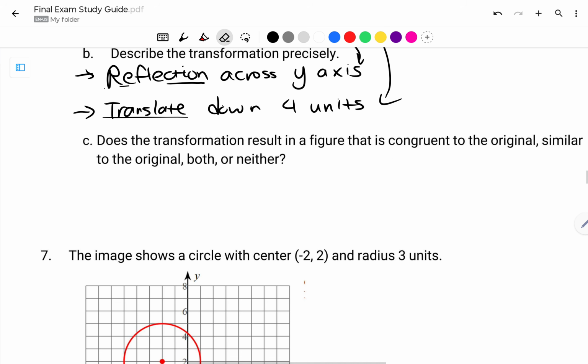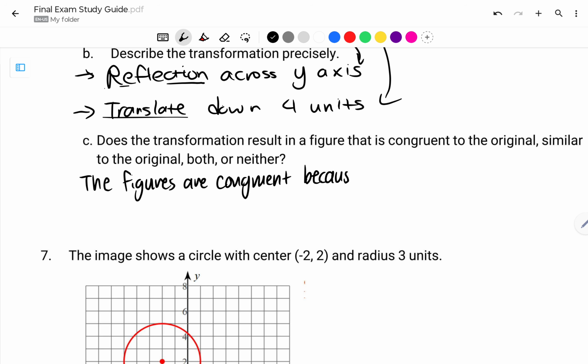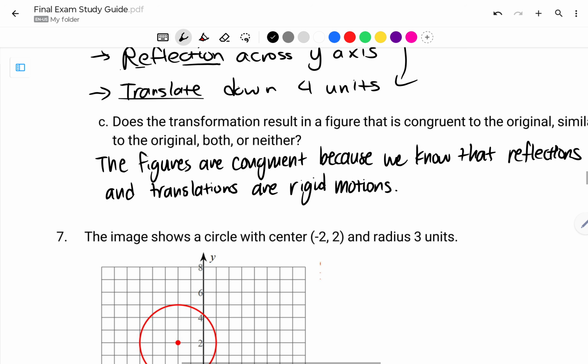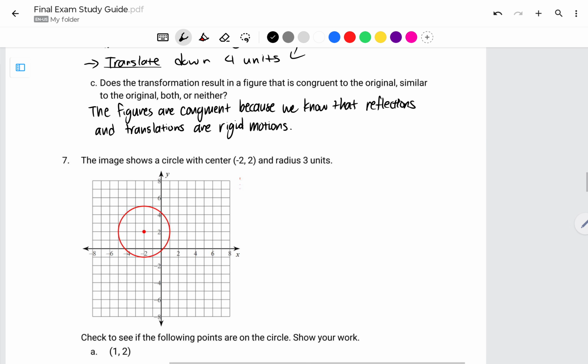And we also know that figures are congruent because reflections and translations are rigid motions, right? Rigid motions. We said that rigid motions keep the shape the same, right? It doesn't change at all, okay? It's exactly the same.